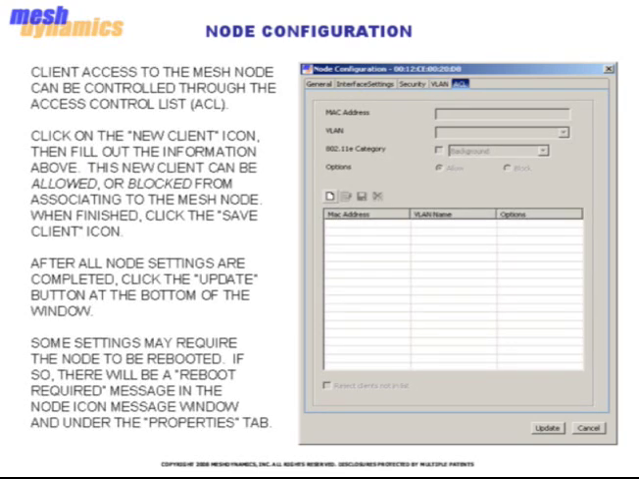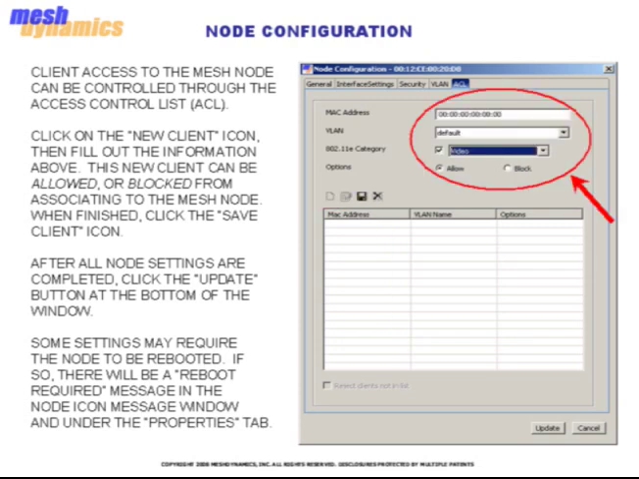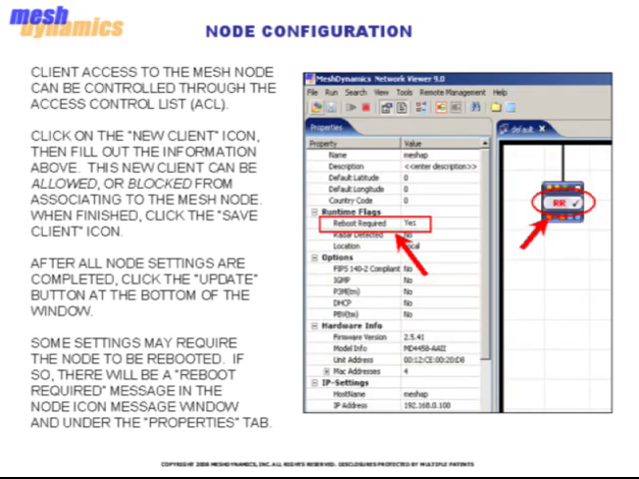Client access to the mesh node can be controlled through the Access Control list under the ACL tab. Click on the New Client icon, then fill out the information above. This newly added client can be allowed or blocked from associating to the mesh node. When finished, click the Save Client icon. After all node settings are completed, click the Update button at the bottom of the window. Some settings may require the node to be rebooted. If so, there will be a Reboot Required message in the node icon message window and under the Properties tab.